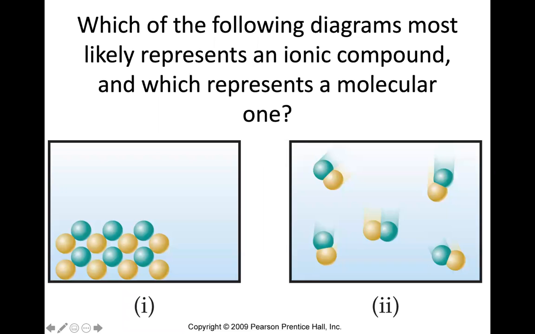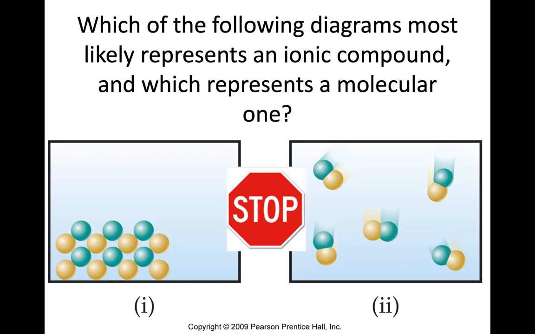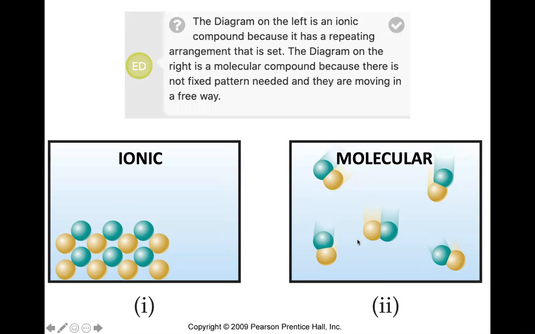Now, a question within this one. This is an end of chapter problem that I think is on this topic, and it was in the video as well. It says, which of these following diagrams most likely represents an ionic compound, and how about a molecular one? When I looked at students' responses, I thought there was a pretty good consensus that the one on the left was an ionic compound, and the one on the right is a molecular one. I'm going to agree with that. This student says the diagram on the left is an ionic compound. The diagram on the right is a molecular one.